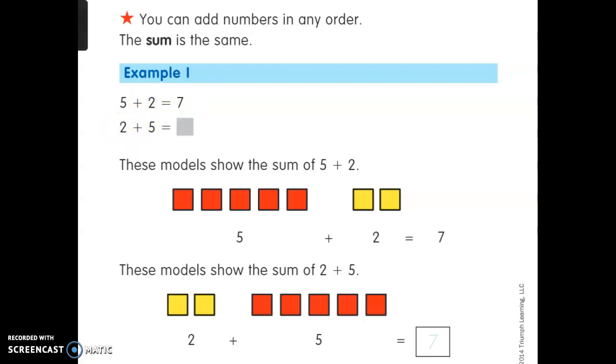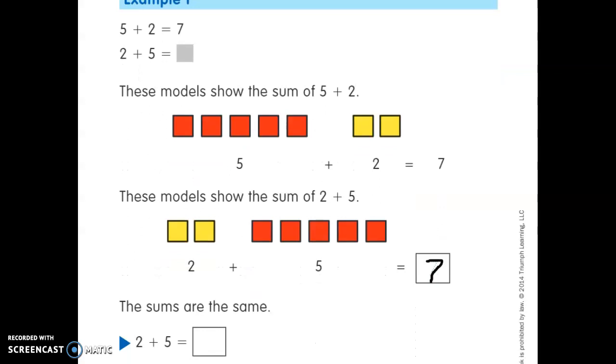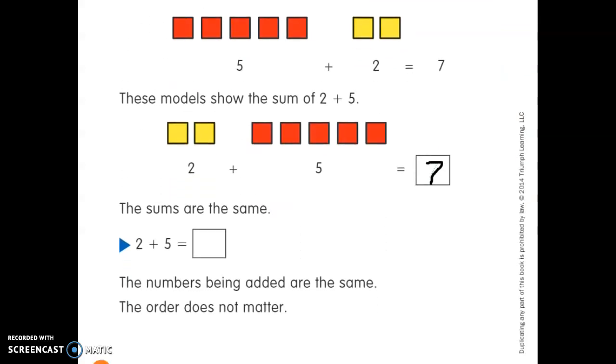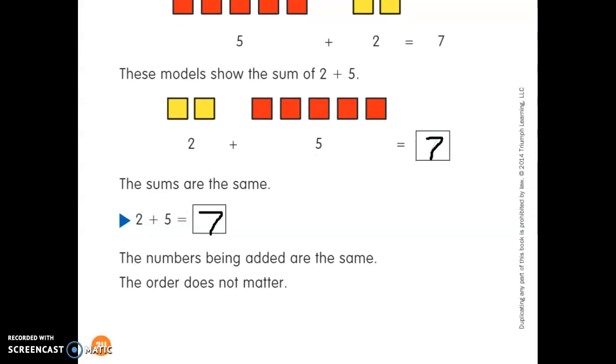That's pretty cool. So I can draw a number 7. Let's see if I can draw it. There you go. Okay, so number 7. And this also works when you have even more numbers. So the order does not matter. Let me put a number 7 here. The numbers being added are the same, and the order does not matter.